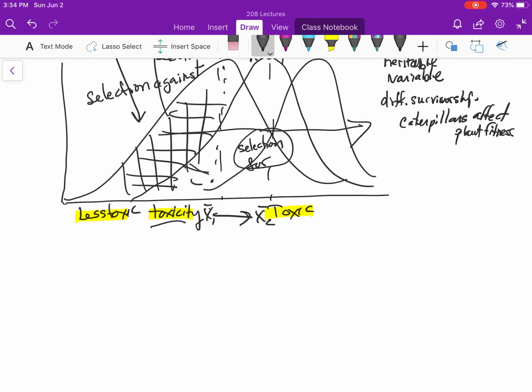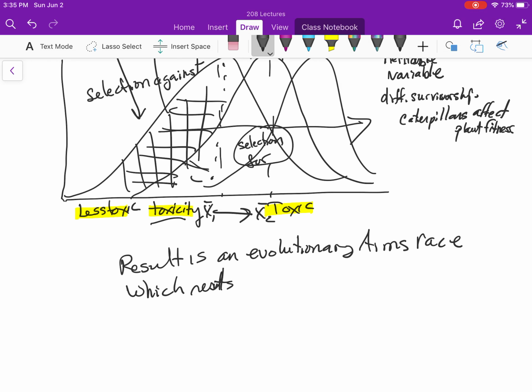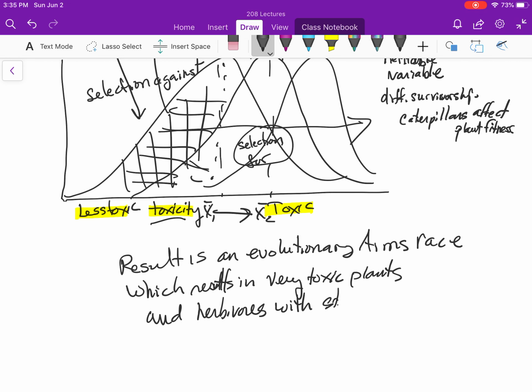So the end result is what we call an evolutionary arms race. Now the evolutionary arms race results in very toxic plants and herbivores with strong detoxifying abilities.